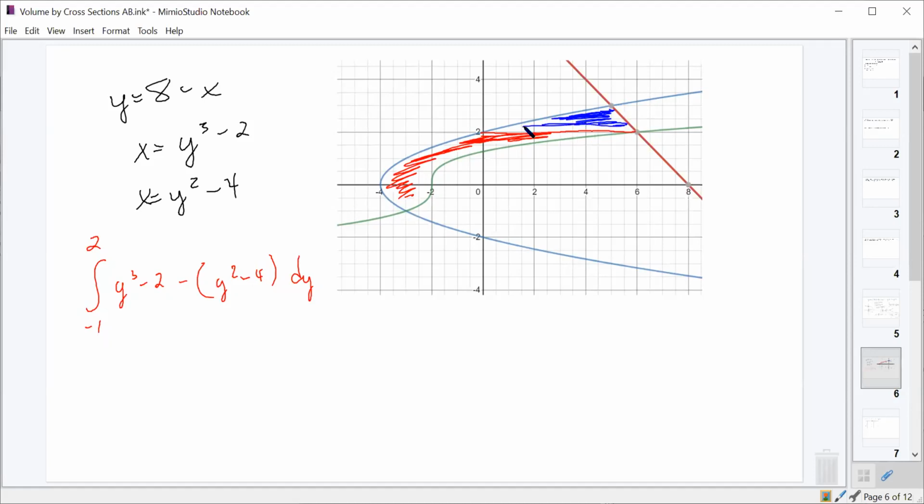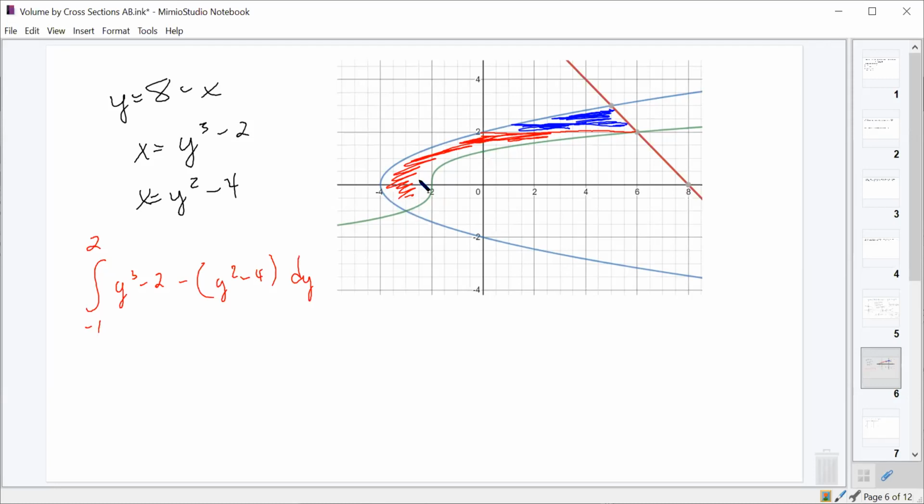Wait, so you're saying the cubic is always right of the parabola? Because it just looks like the parabola is on top of the cubic. For every y value, pick any y value from -1 up to 2. Suppose I pick this one. Which one is to the right of the other one? The cubic is to the right of the parabola. Pick 0. The cubic is to the right of the parabola.